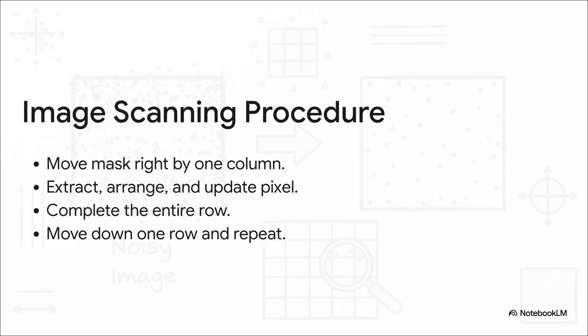We saved one pixel, but we've got a whole photograph to clean. So we have to get the mask moving. The process is super systematic. Once that first pixel is updated, the 3x3 mask slides right by exactly one column. It captures a new set of 9 pixels, sorts them, grabs the median, and updates the new center. It just ticks across the image one column at a time until the row is completely swept. Then it drops down a level to the next row, shifts all the way back to the left, and starts the rhythm all over again.